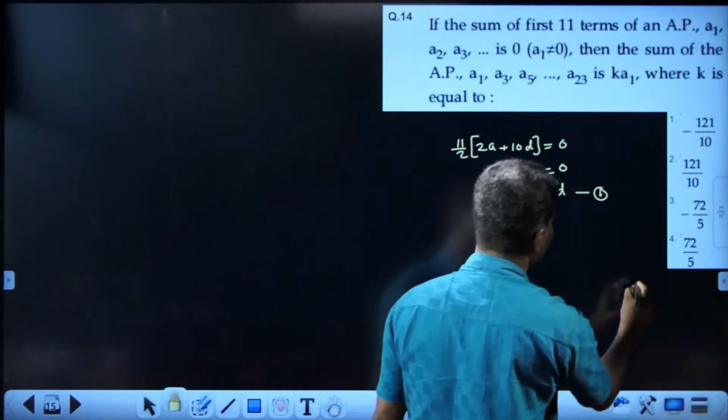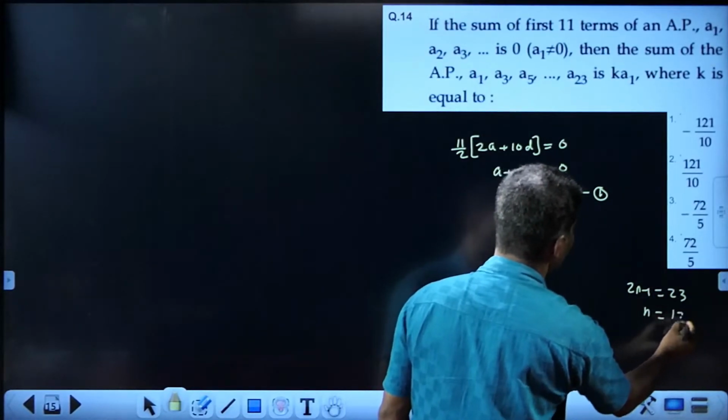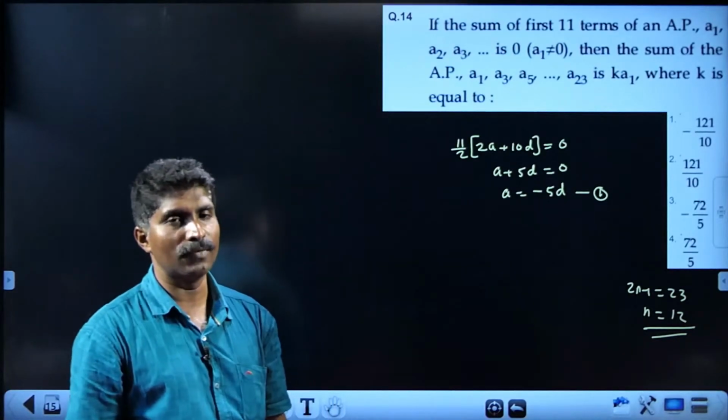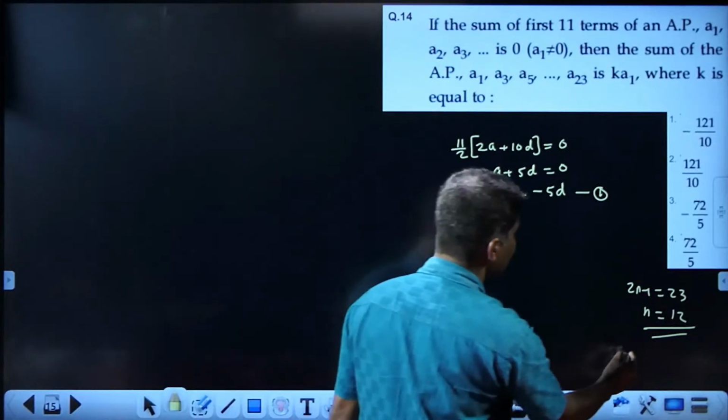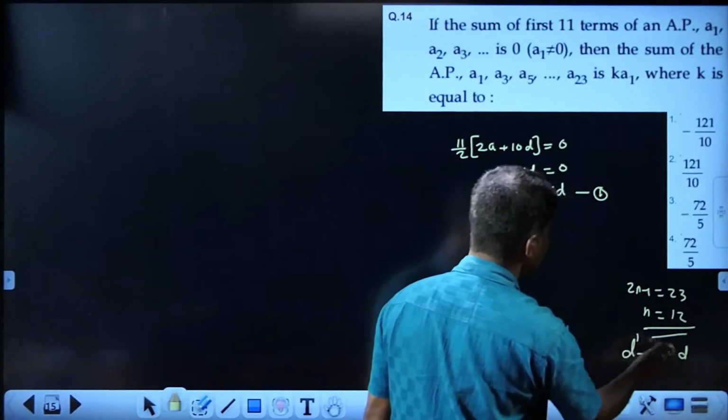So only odd terms. So 2n minus 1 is equal to 23. Therefore n is equal to 12. The number of terms there is 12. Number of terms is equal to 12. And d is what? The common difference is nothing but 2d. d dash, let me call it d dash. d dash is equal to 2d.